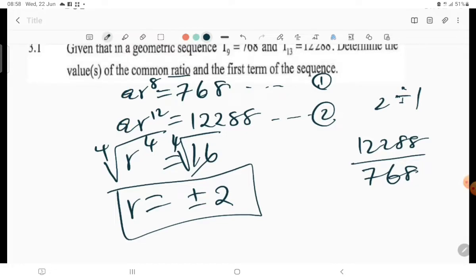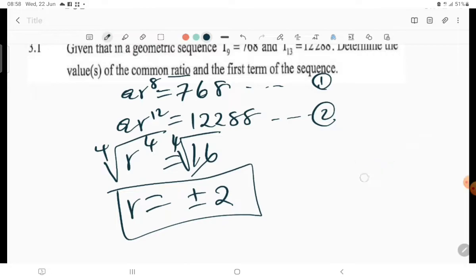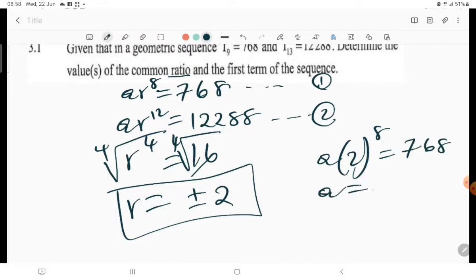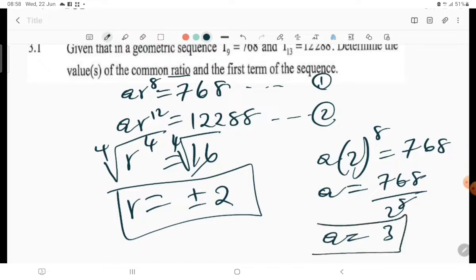you can go back and calculate the value of A now. So calculating the value of A, we can use any of these two equations. So which means we are having A, then in place of R we can put 2 or -2, but I believe that we're going to get the same thing over there. So we have A is equal to 768 divided by 2 to the power of 8. Then therefore our A becomes, when you press your calculator, you will get 3. So the value of A is equal to 3.